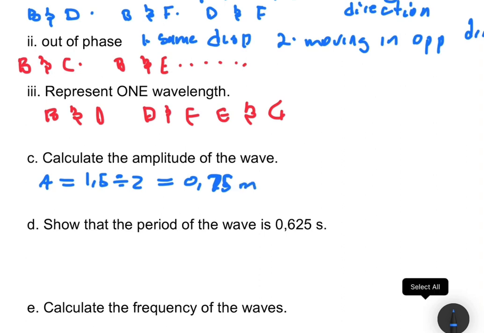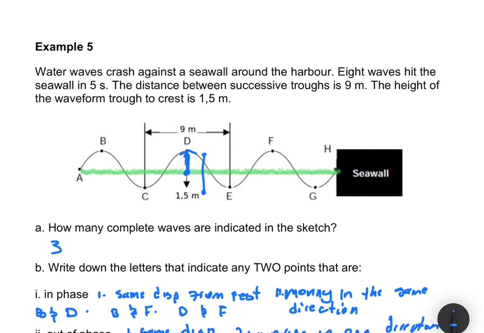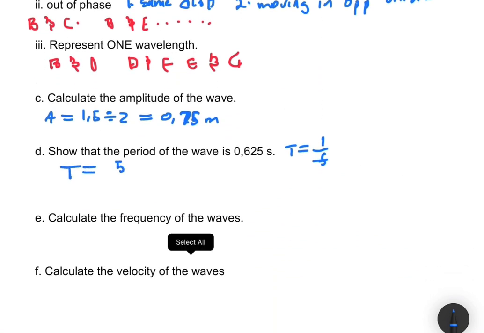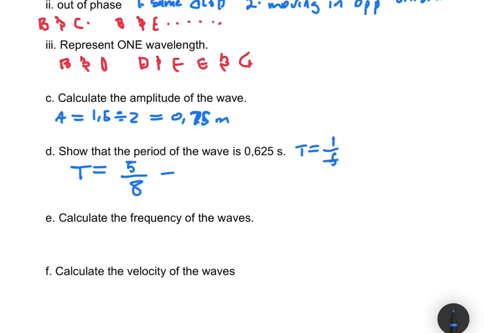And then now D says that let's show that the period of the wave is 0.625 seconds. Usually when we hear period, we just want to say that T is equal to 1 divided by frequency, but that is not going to work with this question. But let's try to solve the problem and see what happens, right? In the question, we are told that 8 waves hit the seawall in 5 seconds. But then the period is the time it takes for the wave to travel 1 wavelength of distance, right? So in this problem, we're going to say that the period is equal to the time taken divided by the number of waves, which is going to be equal to 0.625 seconds, right?